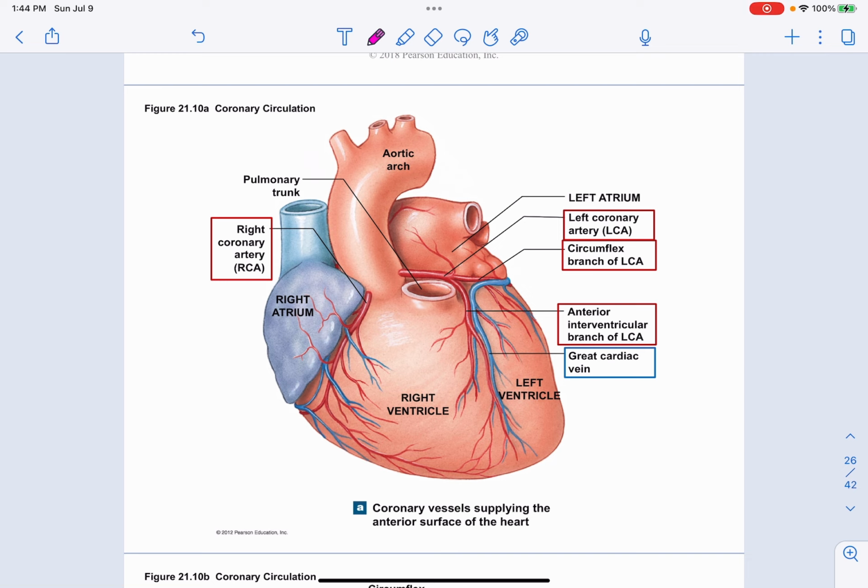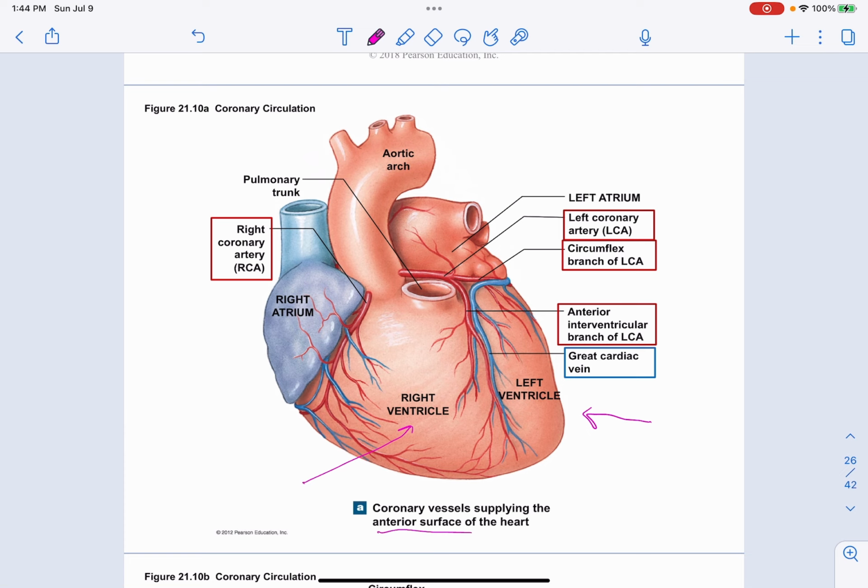All right, so first let's orient ourselves. This is the anterior surface of the heart. We are seeing mostly the right ventricle, a little bit of the left ventricle. We can make out the right atrium. It's very hard to see the left atrium, but you can still see it.